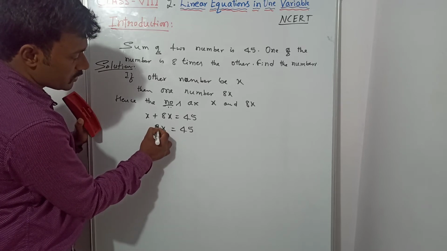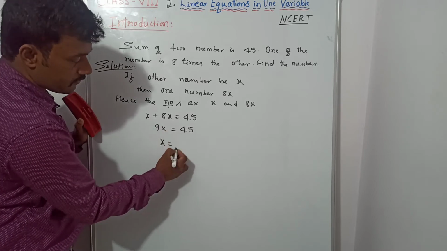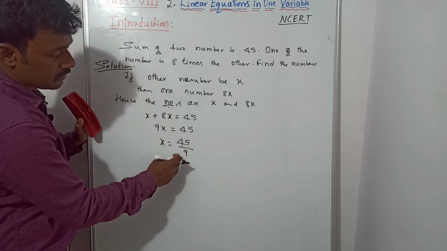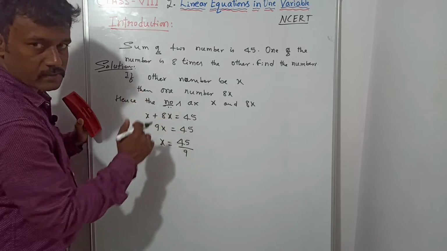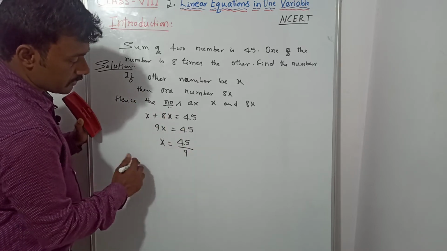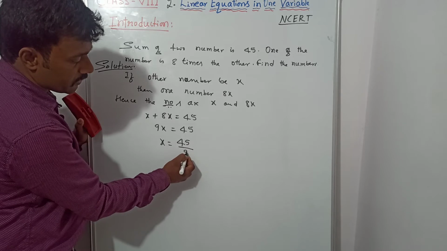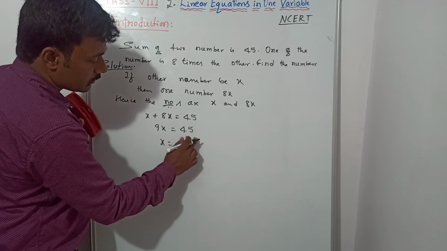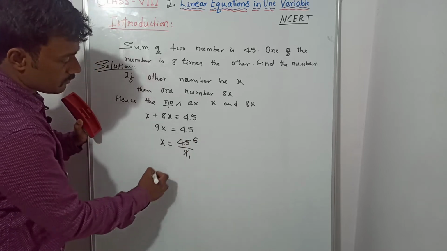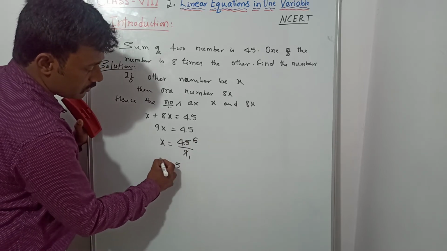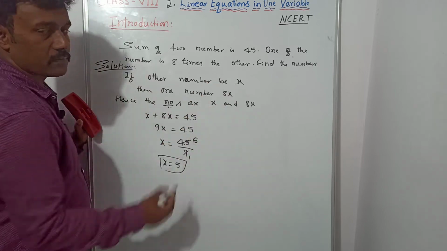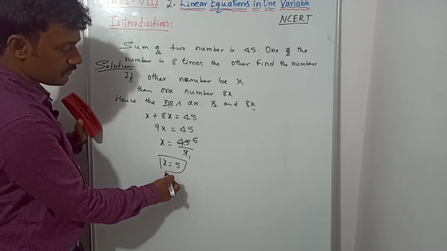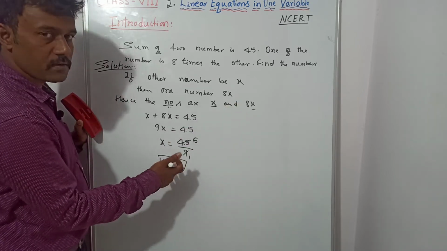Therefore, I am going to cross multiply 9 to the denominator of 45. 45 divided by 9 will come and sit in the denominator of the right hand side. So 9 is cross multiplied, then we can divide 45 by 9. 9 ones are 9 and 9 fives are 45. Therefore, x is equal to 5. So this is one of the numbers. One of the numbers is x and the other number is 8x. If one number is 5, then the other number will be 8 fives are 40.